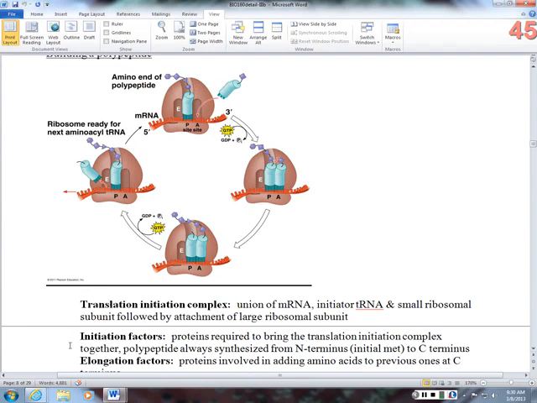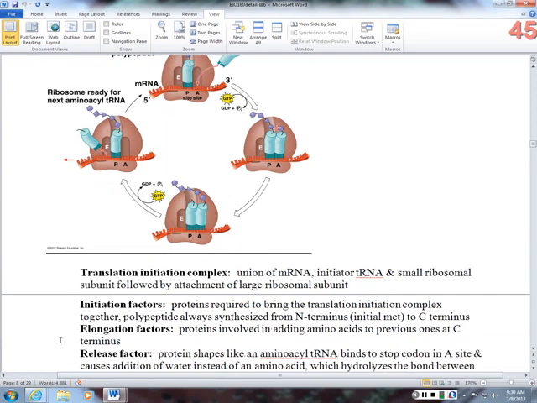So your translation initiation complex is the union of the mRNA, your initiator tRNA, and the small ribosomal subunit, and then the big ribosomal subunit comes in and closes off the thing and completes the starting unit in there. You've got initiation factors. These are proteins that are required to bring the translation initiation complex in there. And basically, this is a way of adding more regulation into this process.